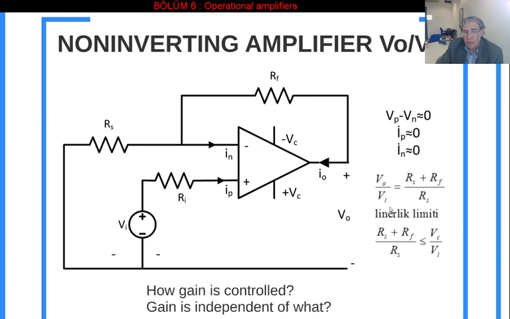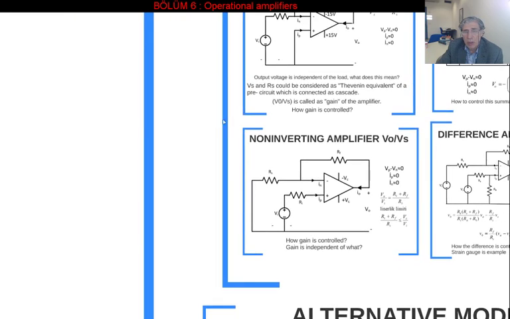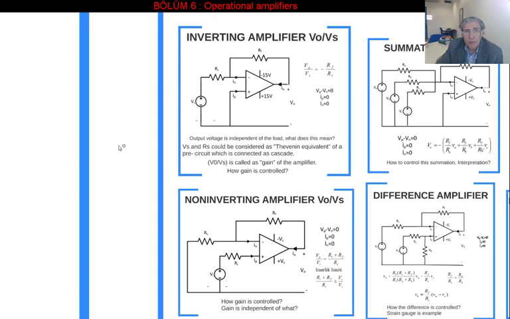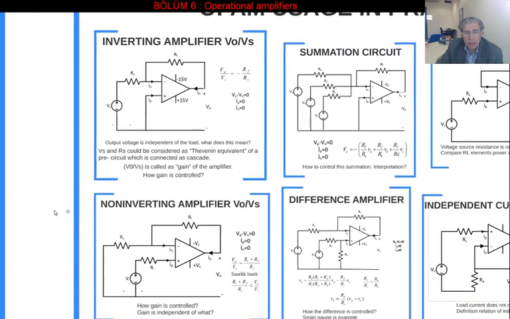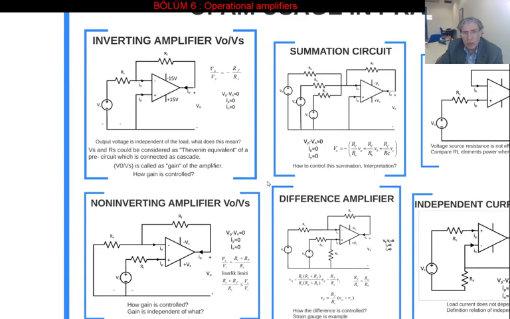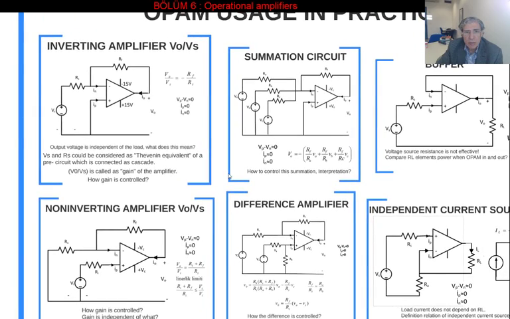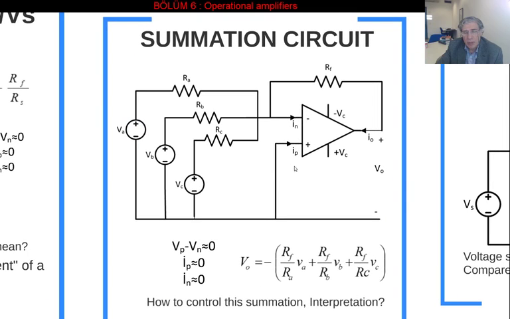So the difference between this one and this one, non-inverting and inverting, is that sign. There is a minus sign here, but in here there is no minus sign. That's why it is a non-inverting amplifier. So these are two applications of these operational amplifiers, usage in practice. Let's come to the other applications of these operational amplifiers.